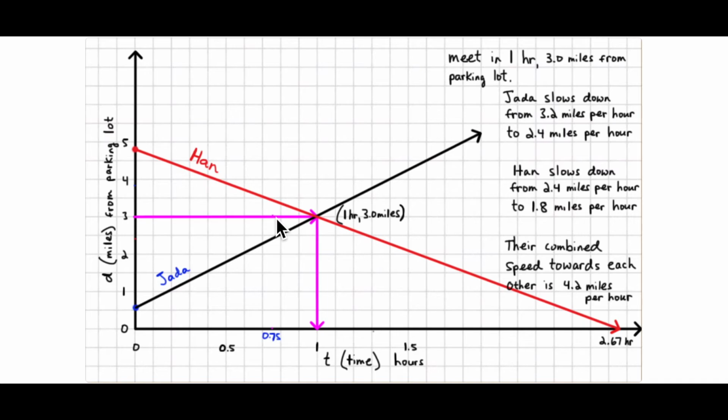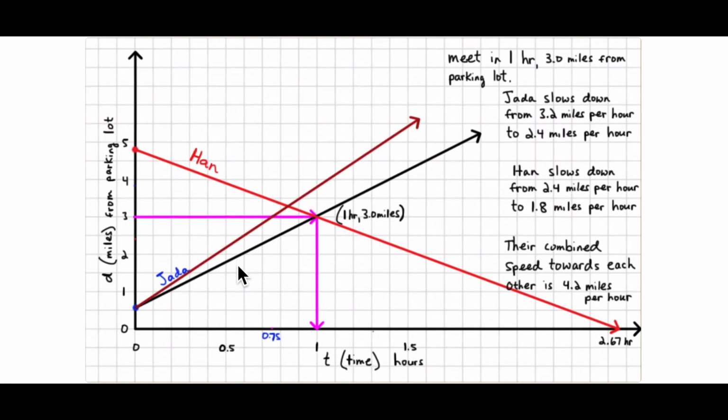And how do their rates change? So Jada's rate, she's going to walk until she is 3 miles from the parking lot, and it's going to take her an hour. Before it took her 45 minutes or 3/4 of an hour. So now she's going to take a longer amount of time to reach that point where she's 3 miles from the parking lot. So notice that the slant of her graph is going to become less. It's going to be less slanted because she's walking at a slower rate.